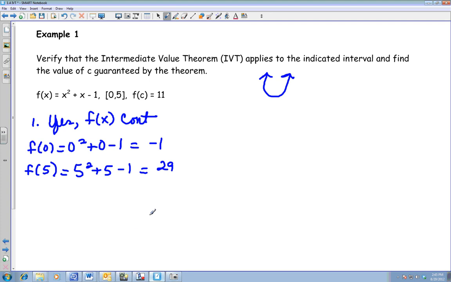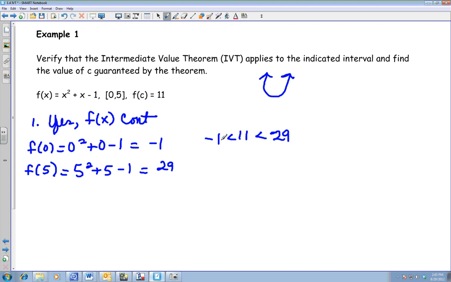All right, so what they're saying is, this number is also my height. This is my height. So this number has to be between these two things I just found. So the way we're going to write that is negative 1 is less than 11 is less than 29. Whoops.